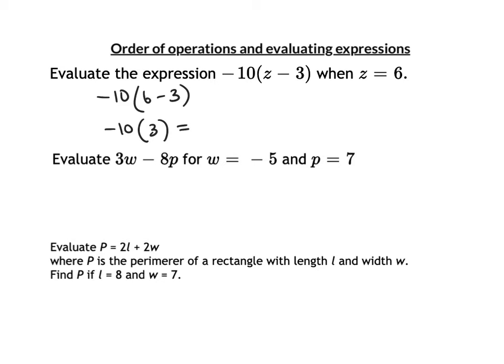-10 times +3. Remember that when you multiply and divide, 2 negatives make a positive. If you have 1 negative, your answer is negative. This is -30.